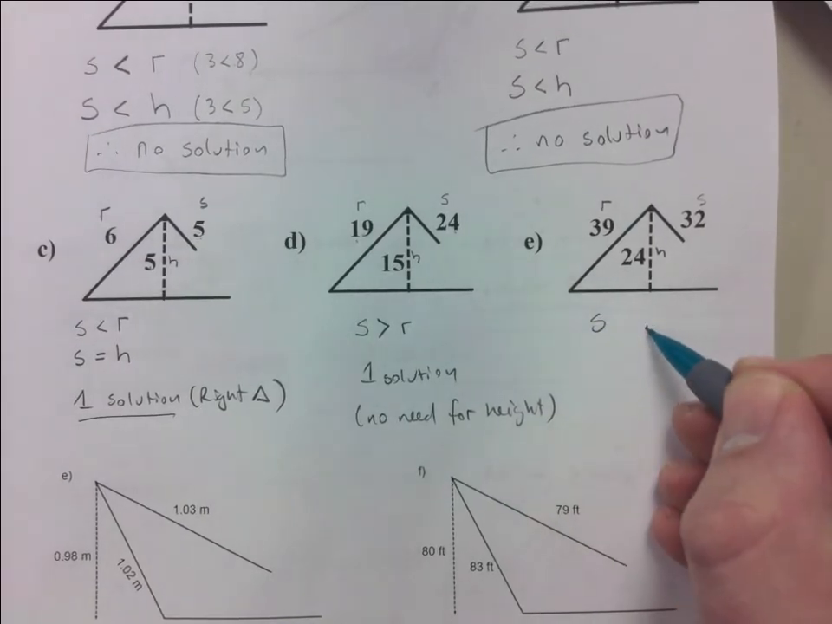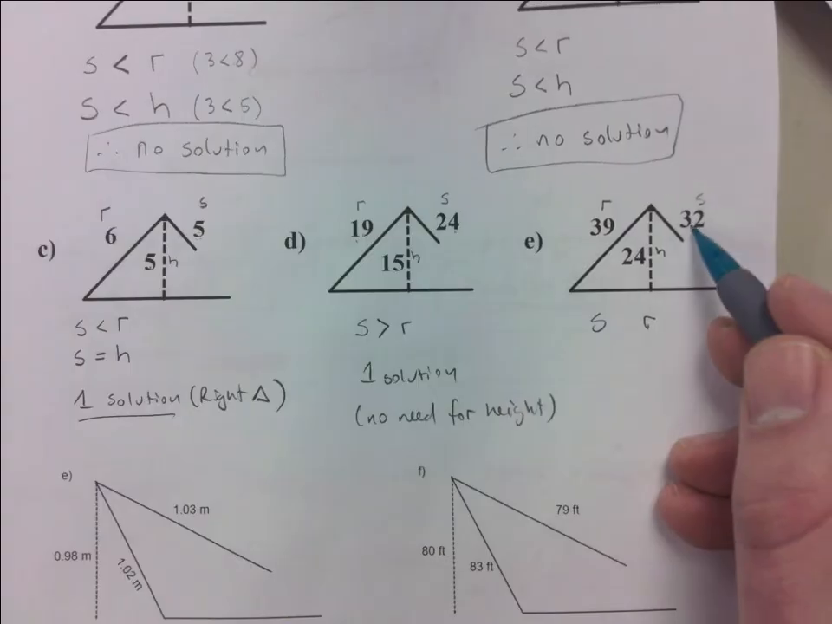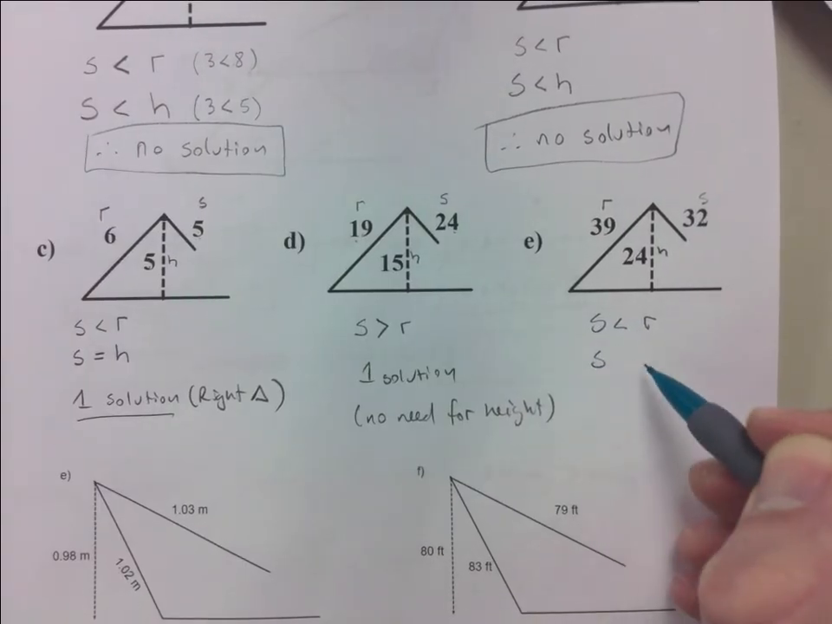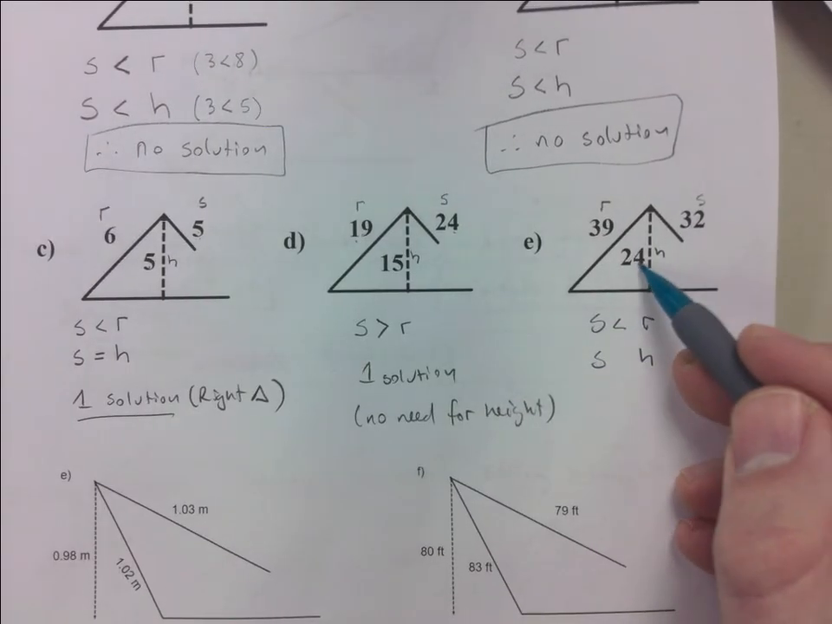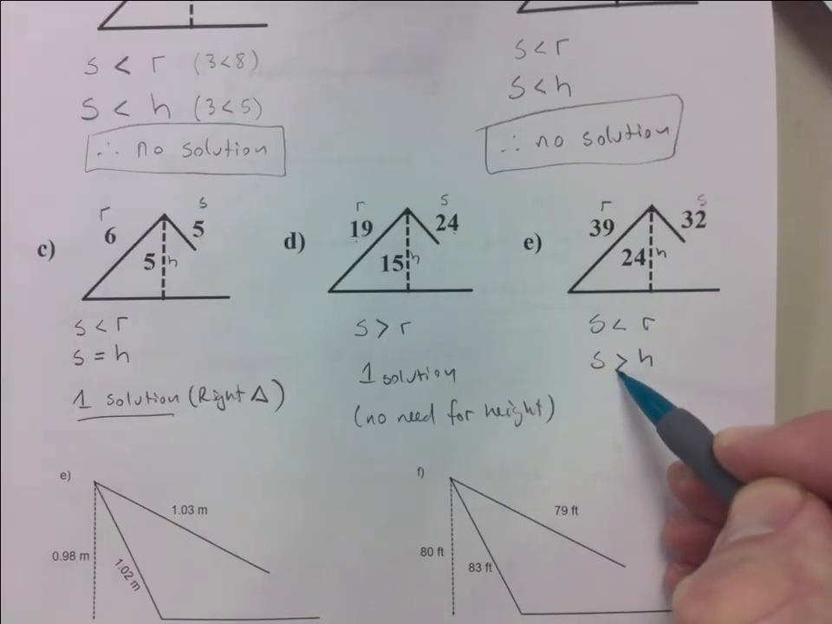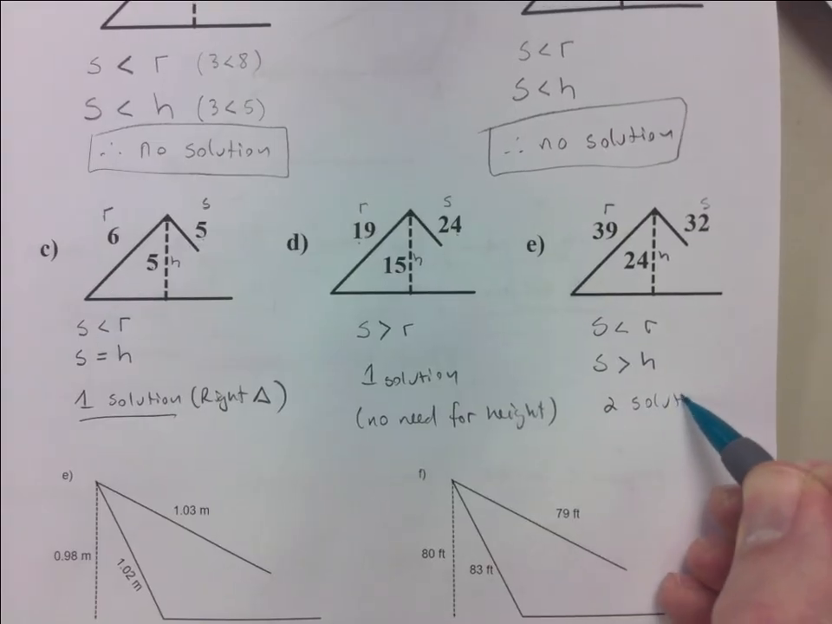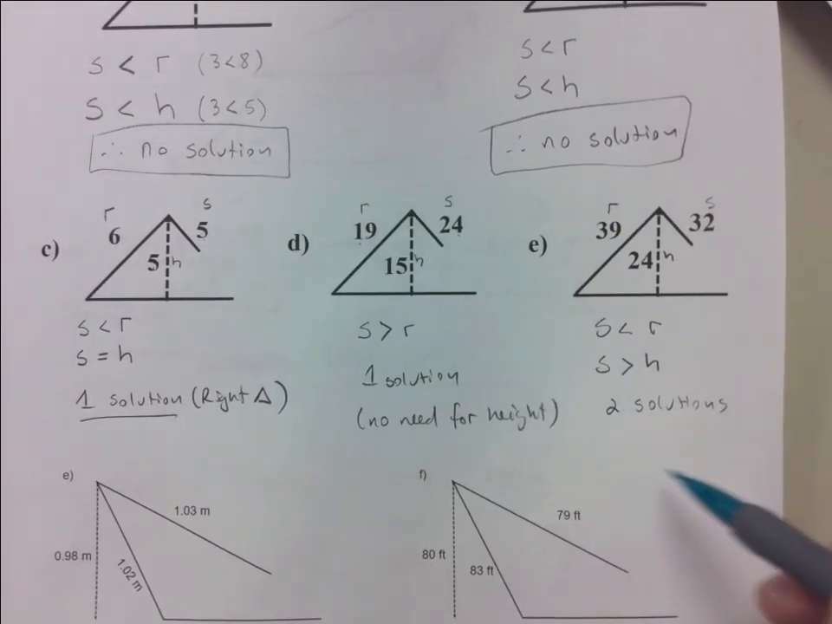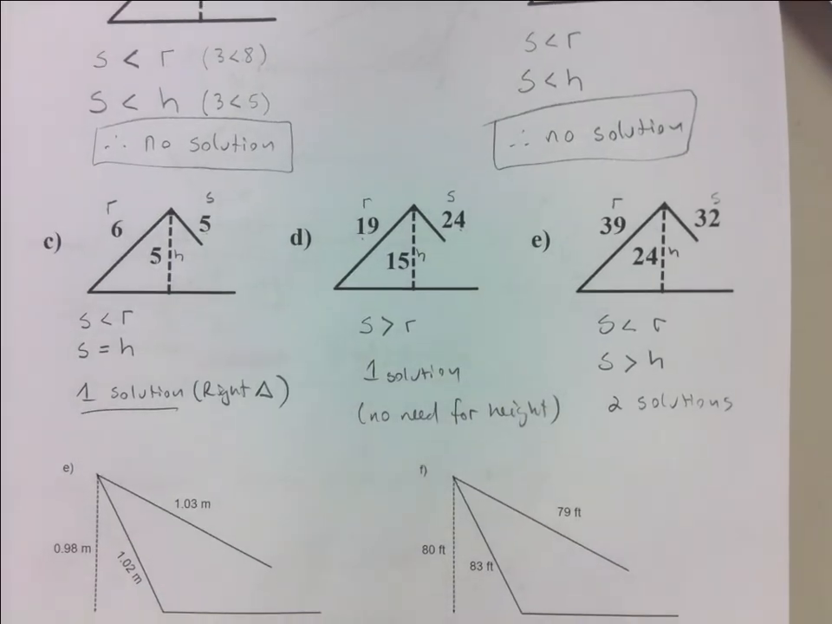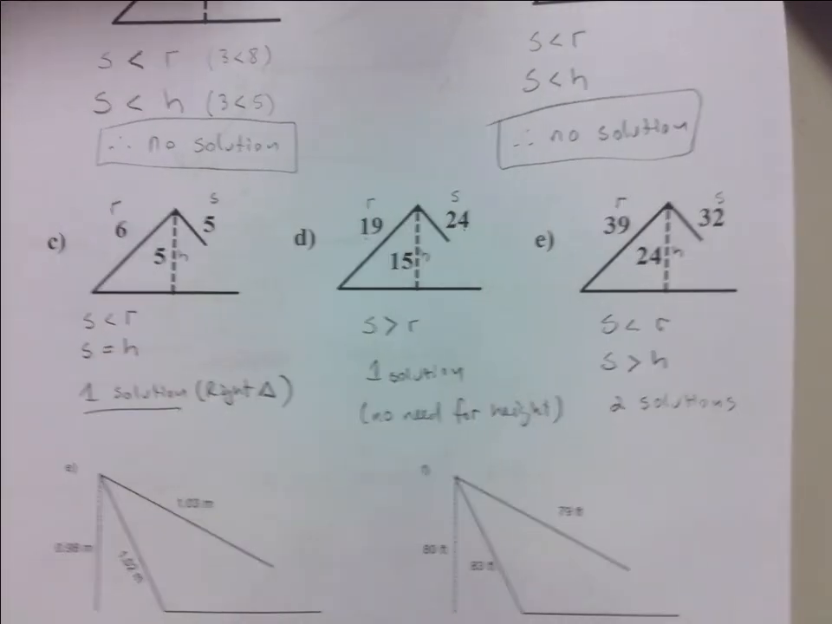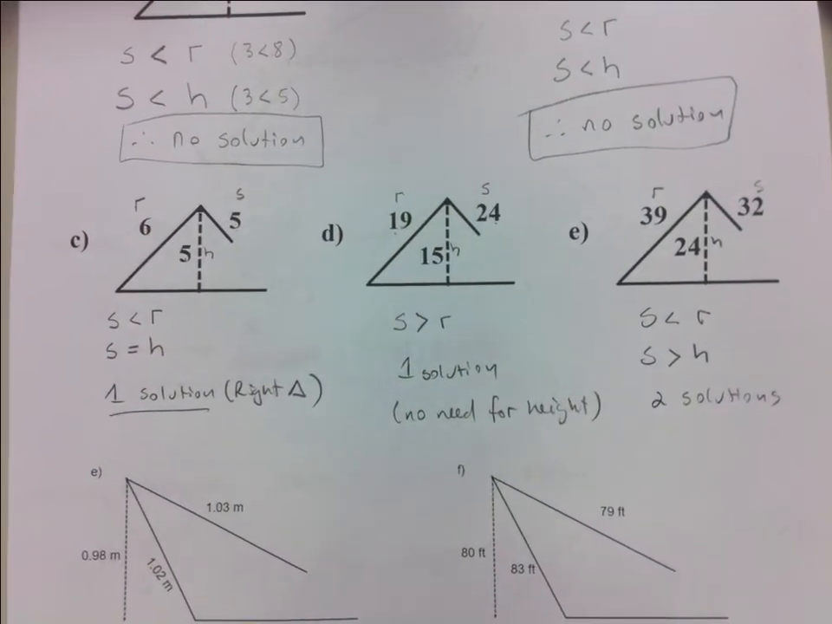Next, string and rod. I notice that the string is shorter than my rod. Then I have to go string and height. I notice that the string is greater than the height. This is the case where you have 2 solutions. Okay? So there we go. These were all acute examples.